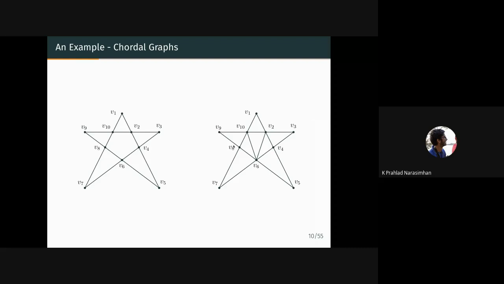But I can make this chordal by putting a few more lines in between, like I've done on the right. So I've added V6-V10, and V2-V6, and I claim that this is chordal.